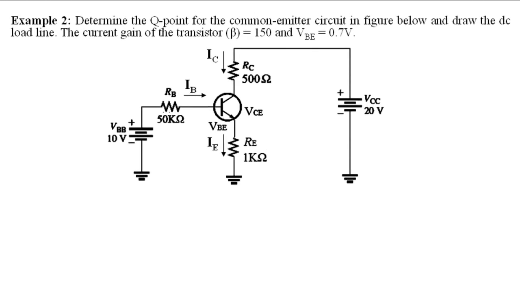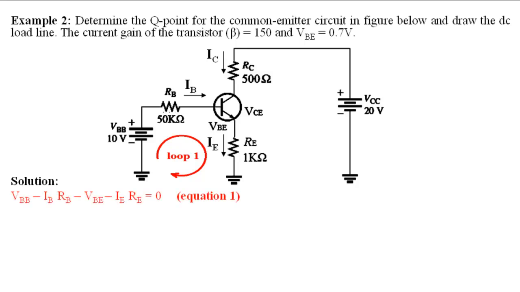Example 2. Determine the Q point for the common emitter circuit in figure below and draw the DC load line. The current gain of the transistor or beta equals 150 and VBE equals 0.7 volt. Solution. First of all, we apply Kirchhoff's voltage law to loop 1 and we get equation 1. In this equation we have two unknowns, which are IB and IE.